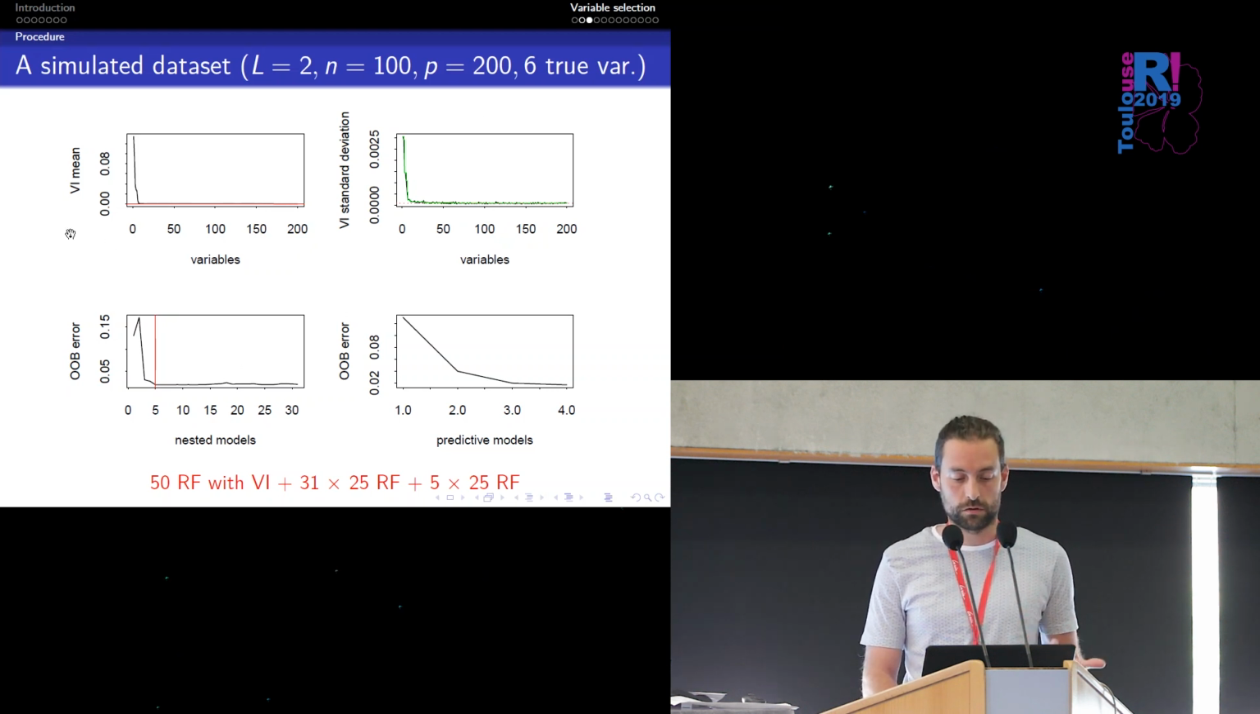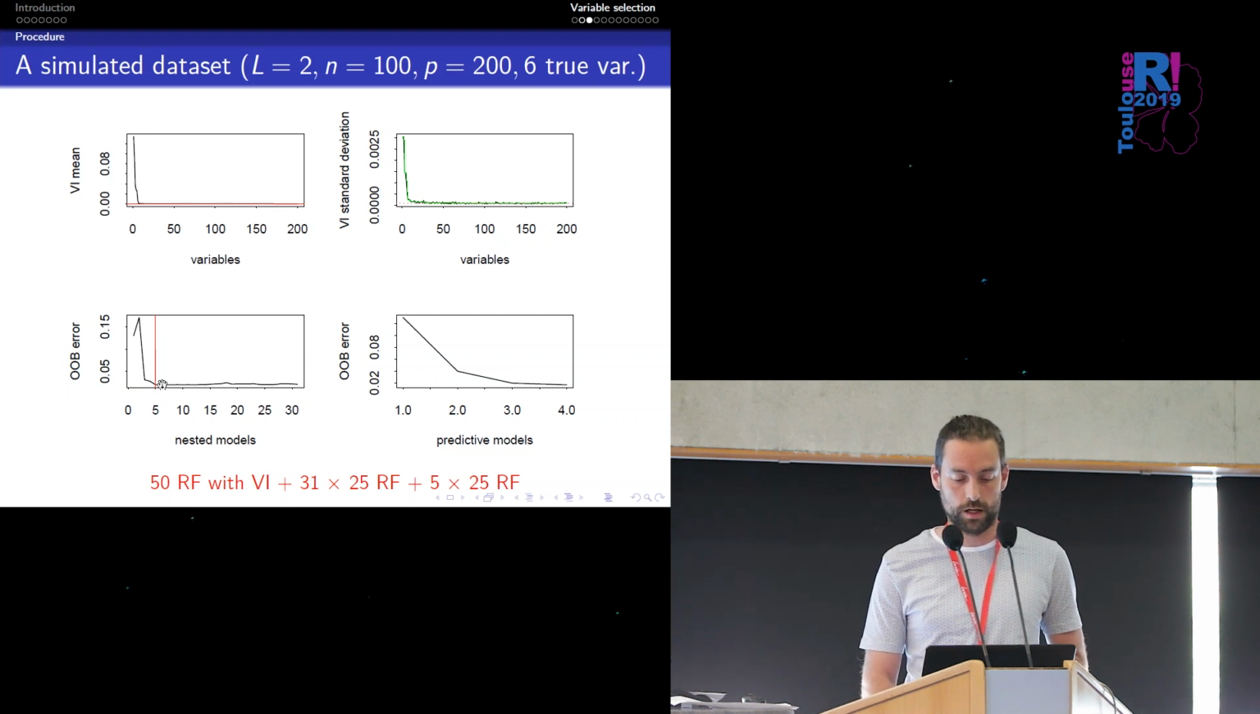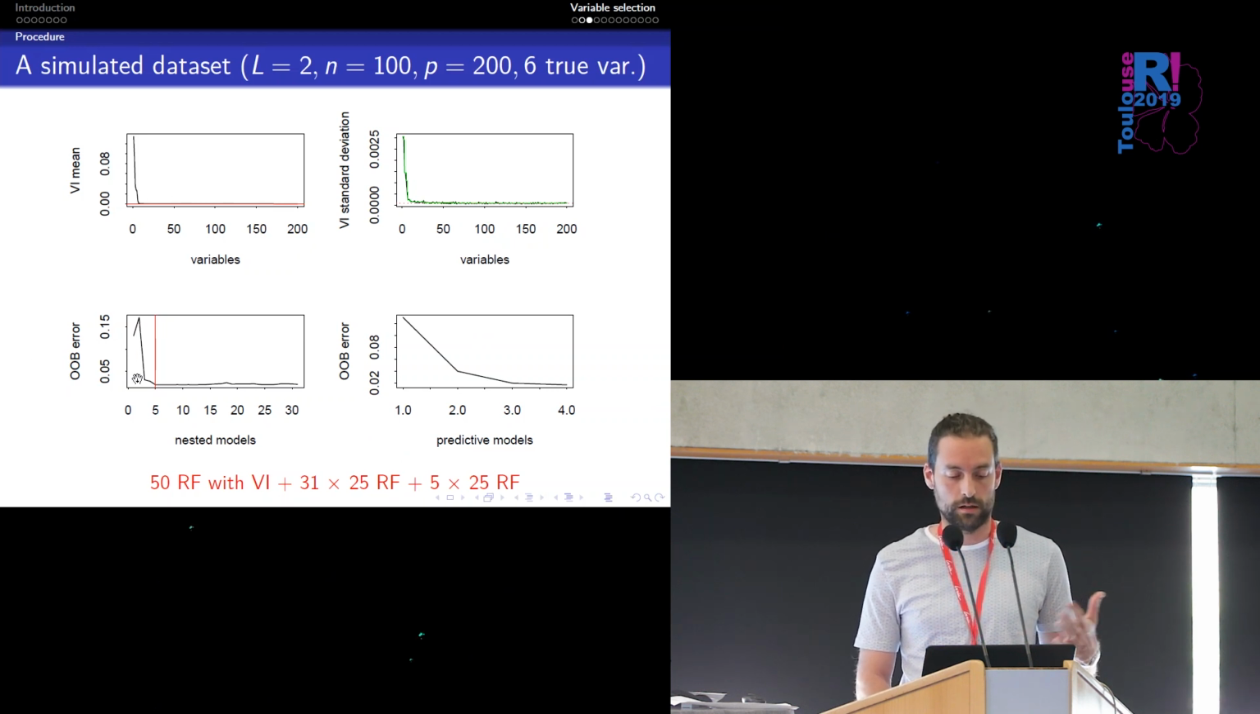And then we have a threshold here in red to get, in this example, 31 variables selected. And then we compute nested models by adding variables in the decreasing order of variable importance in the model to get this graph. So we compute again a certain number of random forests. And finally, the last step, we want to eliminate the redundant variables in the previously selected set. And again, we compute lots of random forests at the end.